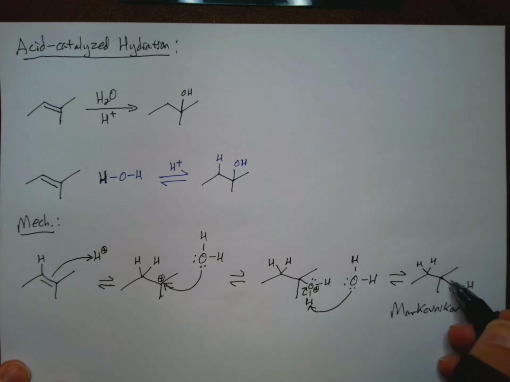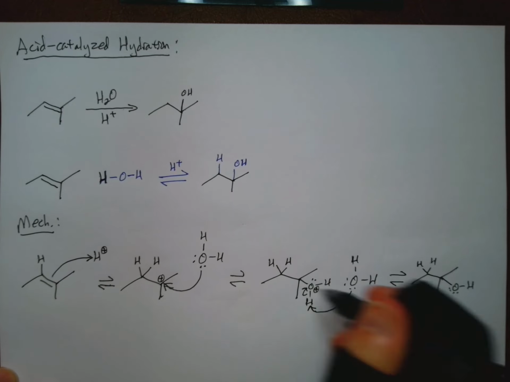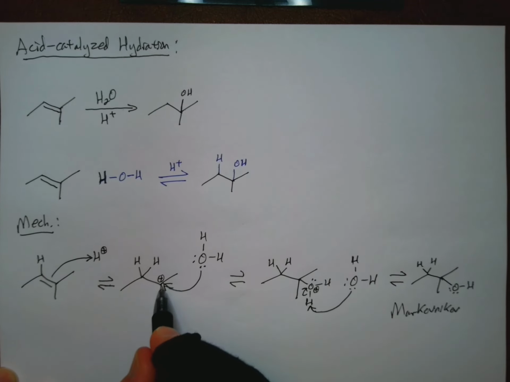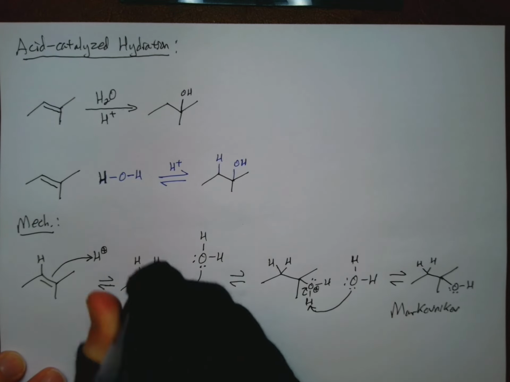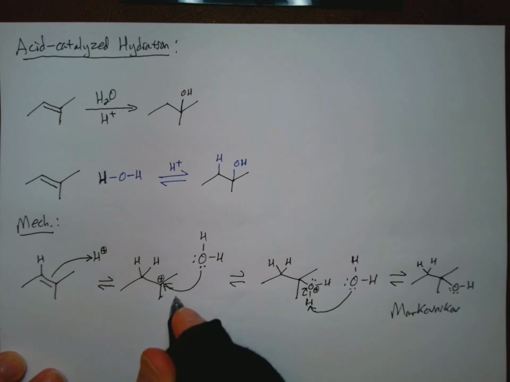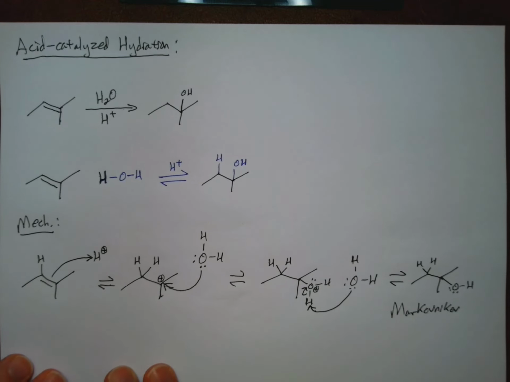Now we'll end up getting a mixture of products. In this case, this product doesn't contain chiral carbons. But if there were chiral carbons, we would get a mixture because the carbocation is planar, so the nucleophile could add into either side. So we'll get a mixture of products. So it's not an anti-addition like the bromination. So that's something important to remember.